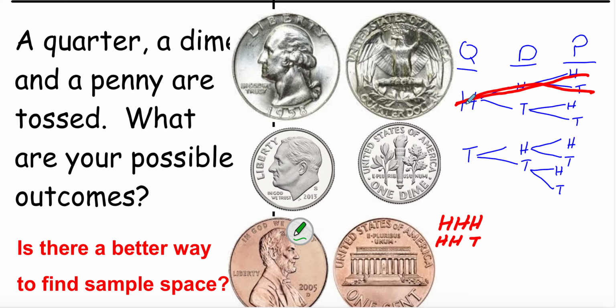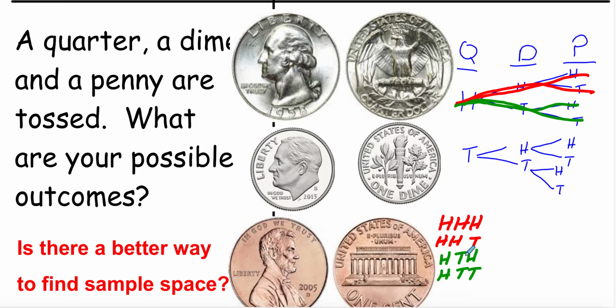Now I'm going to stick with the heads still, because what if I got a tails with a dime? So I'm going to follow this branch down and then up to heads. So that was heads, tails, heads. But I still have that other branch, so heads, tails, tails.